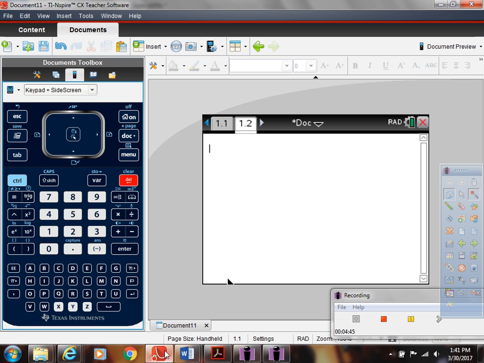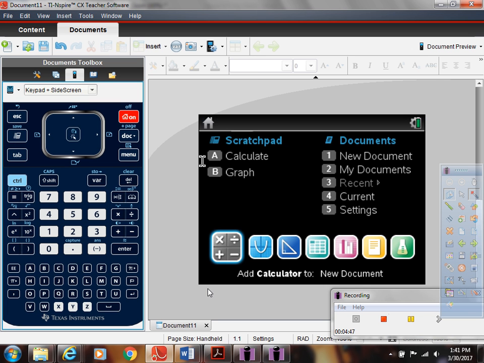So let's try it. First of all, which app are we using? First one, right? The calculator app. So click on that.